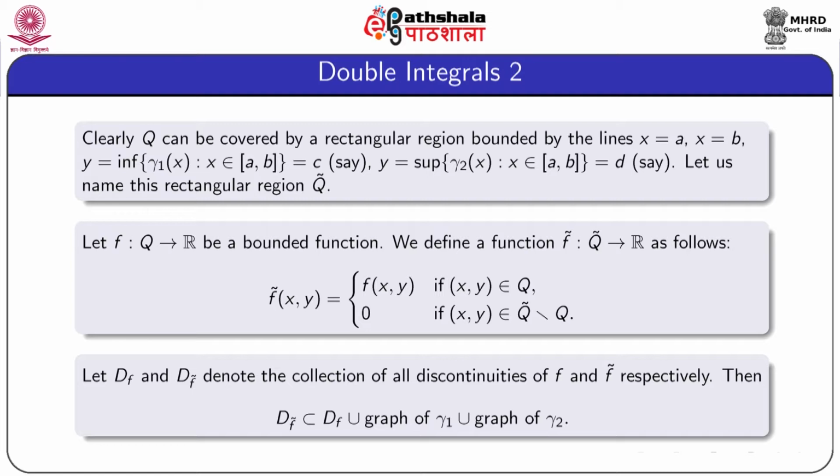Let f from Q to R be a bounded function. We define a function f tilde from Q tilde to R as follows. f tilde of (x, y) is f of (x, y) if (x, y) is in Q, and 0 if (x, y) is in Q tilde minus Q. Let D f and D f tilde denote the collection of all discontinuities of the functions f and f tilde respectively over their domain. Then D of f tilde is a subset of D f union graph of gamma 1 union graph of gamma 2.